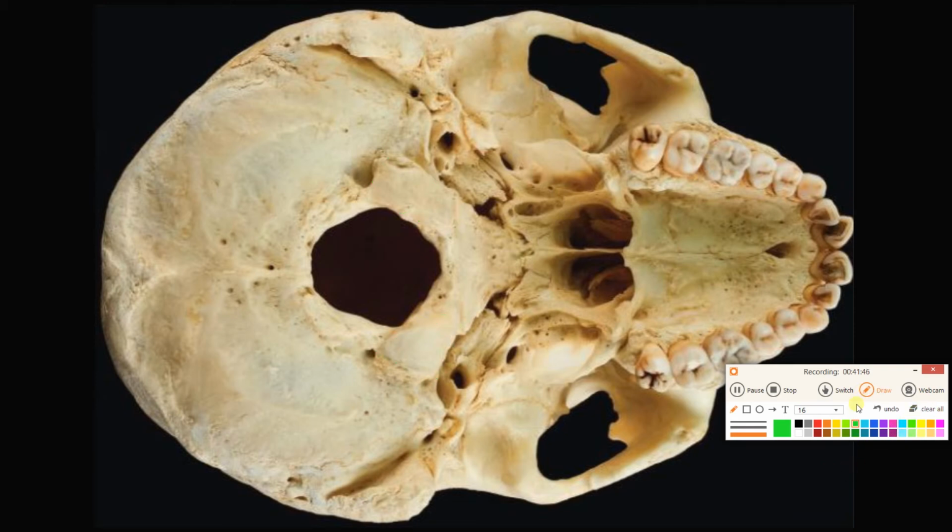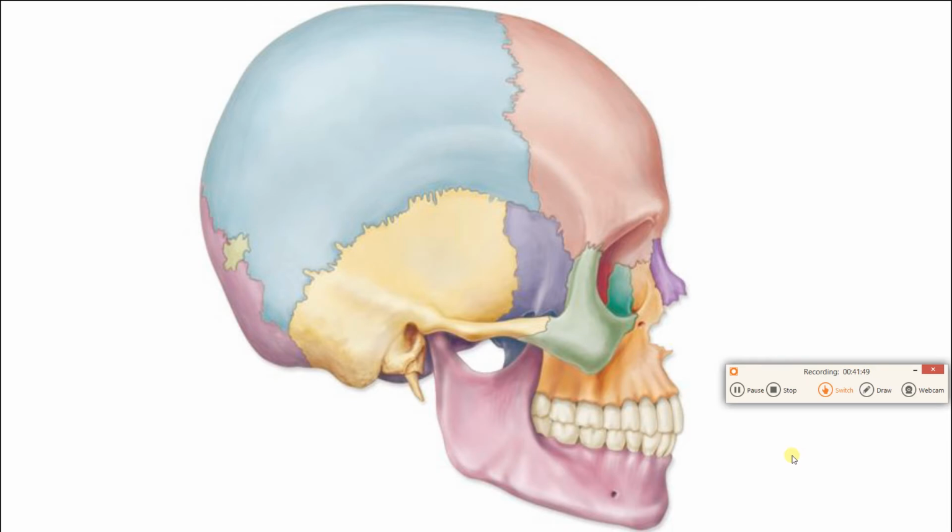Okay. We got the frontal bone done. We got the occipital bone done. We got the parietal bones done. We actually only have, what, 3 more to do: temporal, sphenoid, and ethmoid. So we're going to do the temporal bone right now.